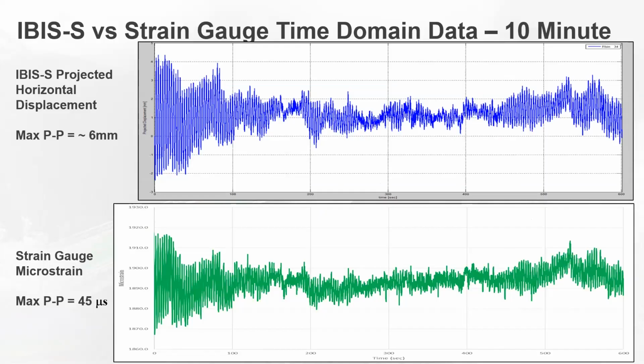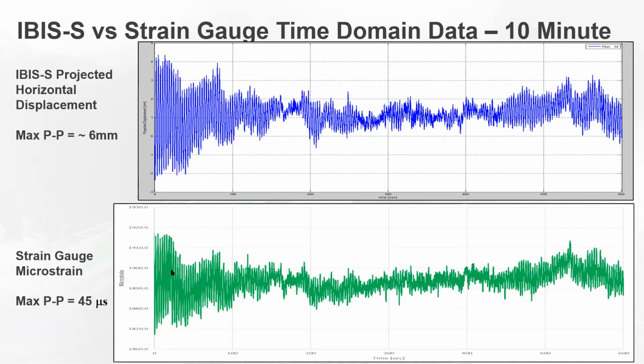So here's some time domain data for approximately a 10-minute time period. The top plot is from the IBIS system. This is the reflection there at about 22 meters high on the tower. This is projected displacement in millimeters. It's a maximum of about 6 millimeters peak to peak here early when we had stronger wind, and then it kind of died down a little bit later during the time period.